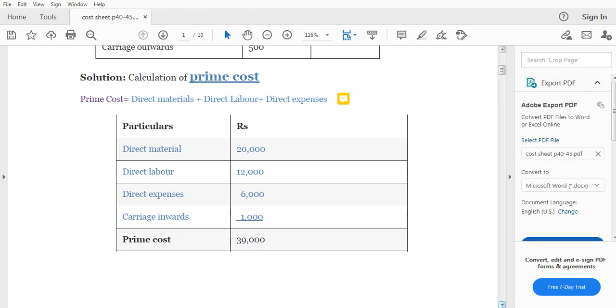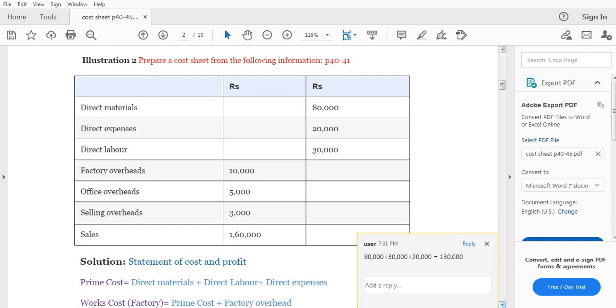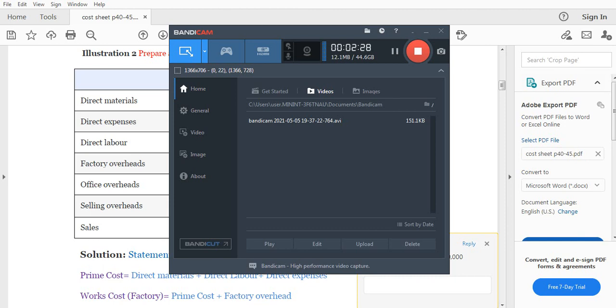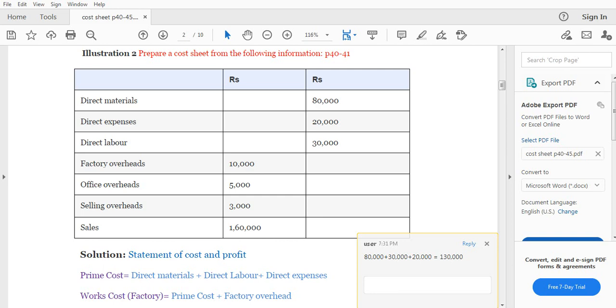We will quickly take a look at another example, which is given here at page number 40-41 of your book. In another example, these are the elements of the cost given: direct material 80,000, direct expenses, direct labor, and factory overheads, office overheads, selling overheads, and the sales, of course, given. So these are the elements which are required in order to calculate the complete cost sheet, but here we are meant to know and ascertain only the prime cost.